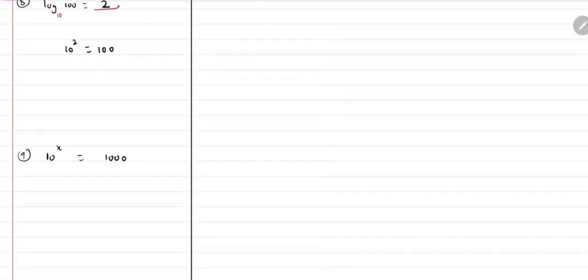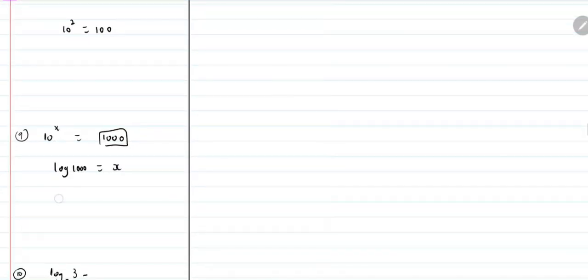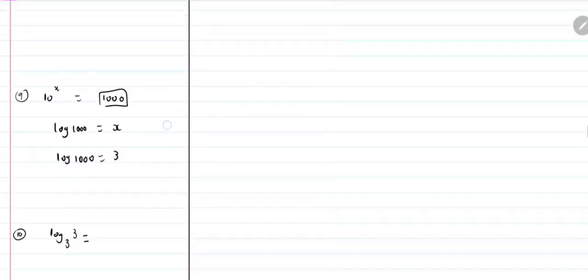So if I had 10 raised to the power of x is equal to 1,000, and I had to convert this to log form. Well, 10 is my base. So log base 10. Well, of course, we don't write the 10. So that's just going to be log of 1,000 is equal to x, right? And what power should I raise 10 to get 1,000? 3. So it means that log of 1,000 is equal to 3.